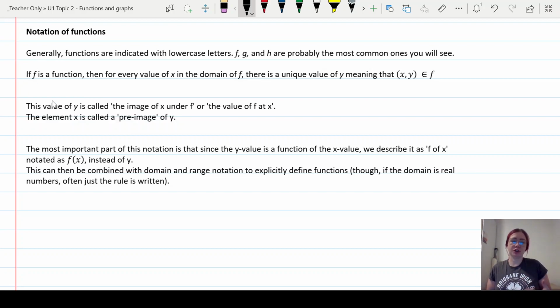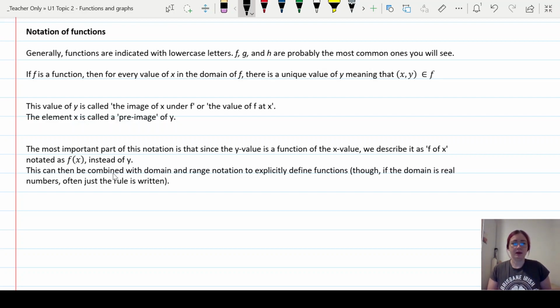So if F is a function, then for every value of x in the domain of that function F, so all of your x values, there's going to be a unique value of y, because obviously each x can only map to one y. And that value of y will mean that the ordered pair (x, y) is an element of the set of that function. The value of y is called the image of x under f, or the value of f at x, and the element x is going to be called a pre-image of y. Those ones aren't so important, but that's just so if you come across them, you know what it's saying.